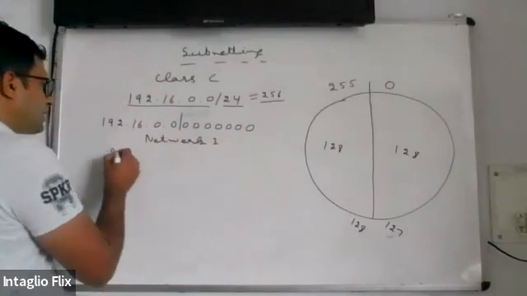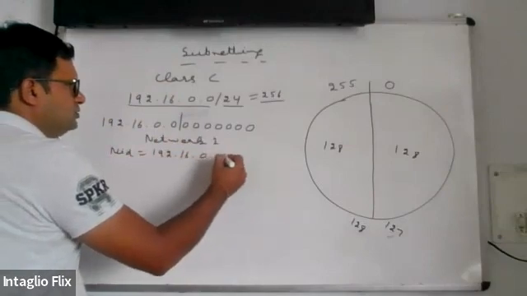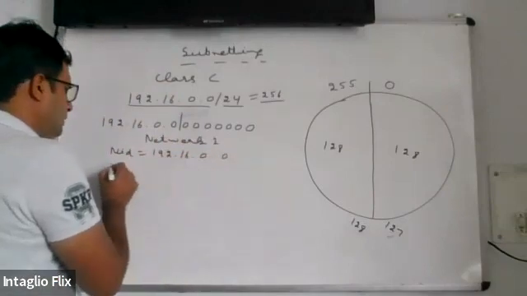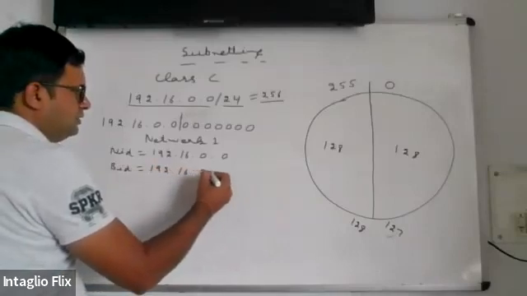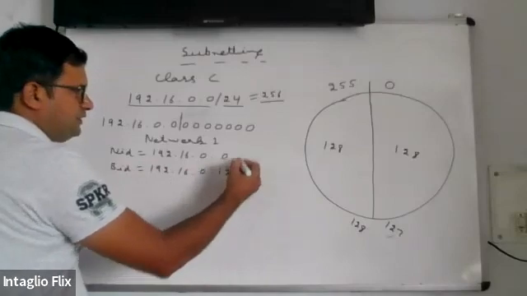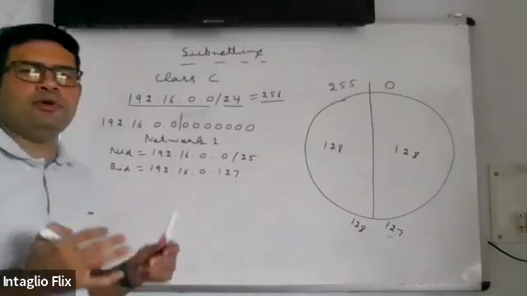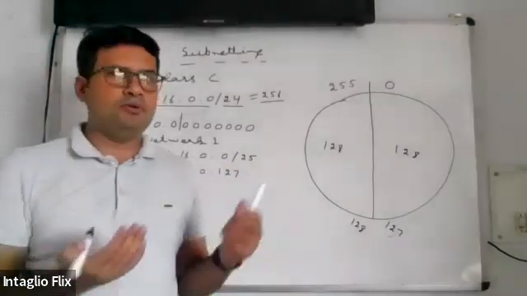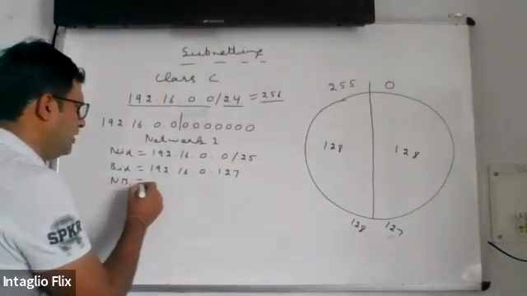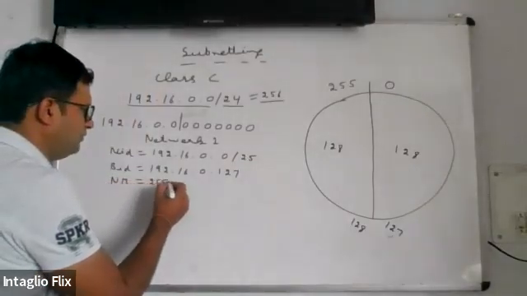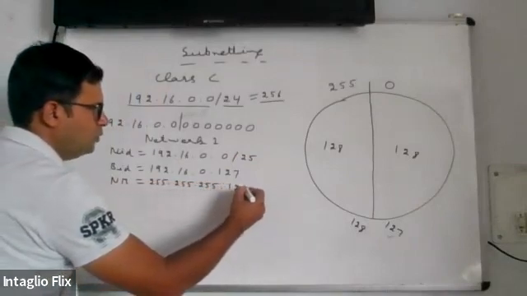For network 1, the network ID is going to be 192.16.0.0, and the broadcast ID is 192.16.0.127, and this is going to be /25 now. Why? Because earlier 24 bits were reserved for the network, now 25 bits are reserved for the network. What is going to be the net mask now? The net mask is going to be 255.255.255, and the last octet, which was 0 earlier, is now 128.